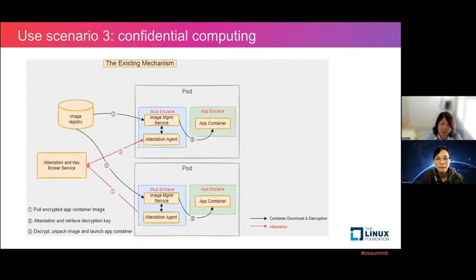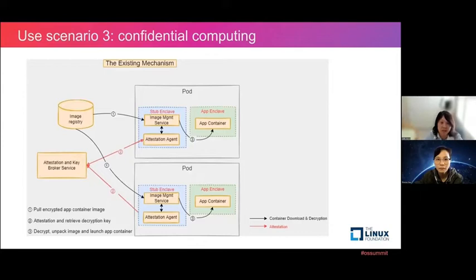The third use case is in confidential computing. In confidential computing, when you create an application pod, it involves three steps. The first step is to pull the encrypted application container image from a remote image registry to a sub-enclave. And then the image management service will decode and unpack the image. And an attestation agent, which runs inside the same enclave, will do the attestation and retrieve the decryption key. And then the image management service will launch the application container in a separate application enclave. The enclave means a secure running environment for any container or any module running inside it.